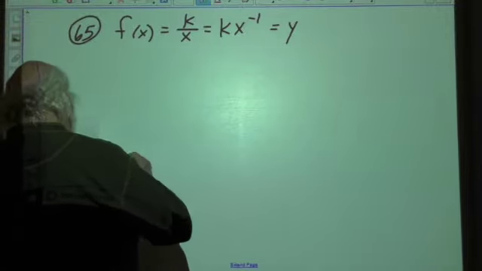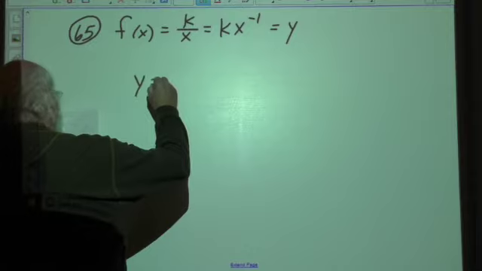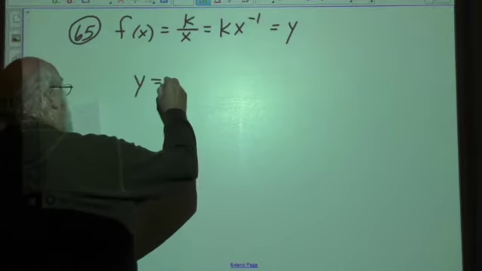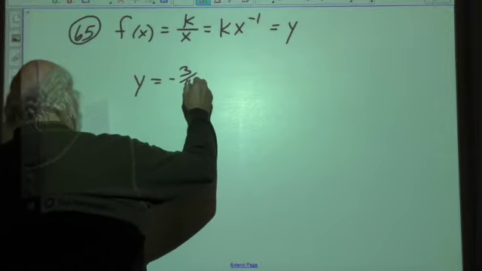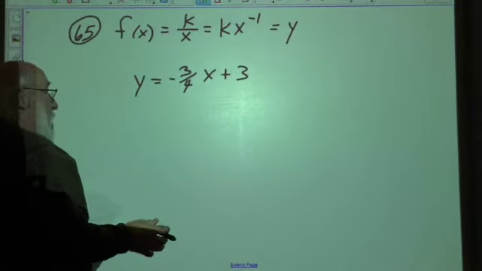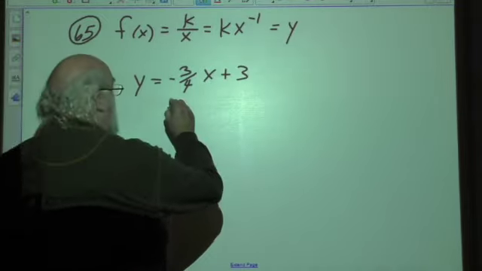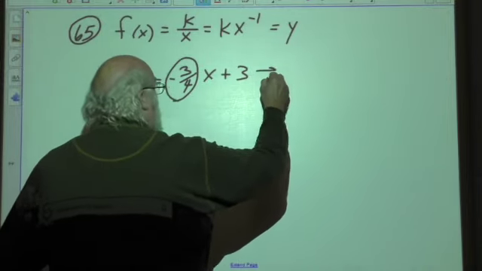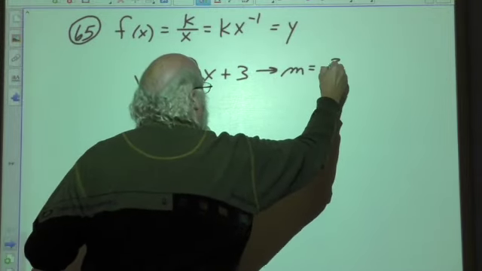The tangent line is y equals -3/4 x plus 3. This is the tangent line. So that means we're finding the slope right there. So m equals -3/4.